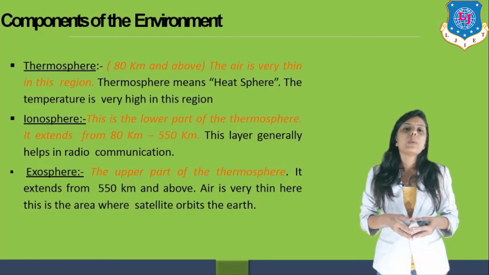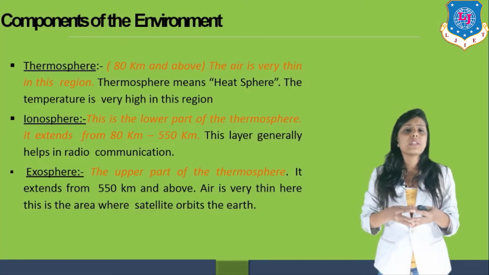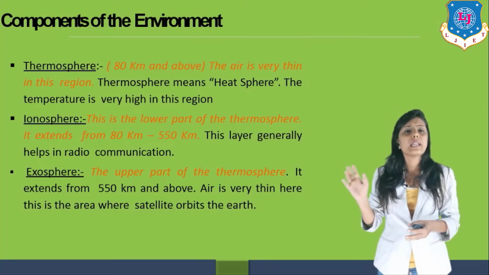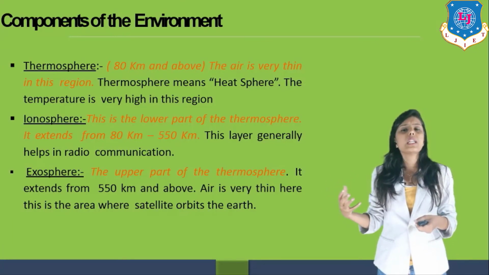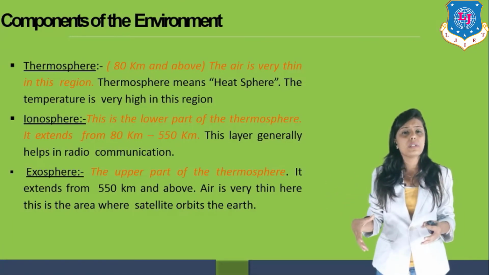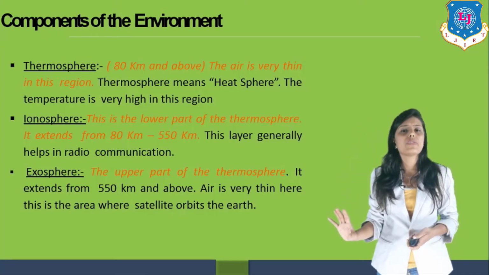The ionosphere is the lower part of the thermosphere. It extends from 80 km to 550 km. The layer generally helps in radio communication. Then there is the exosphere. The exosphere is the upper part of the atmosphere. It extends from 550 km and above. Air is very thin here. This is the area where satellites orbit the Earth. So, thermosphere, ionosphere and exosphere.